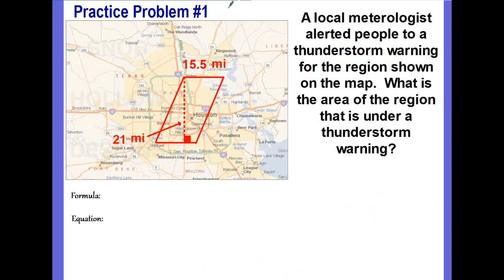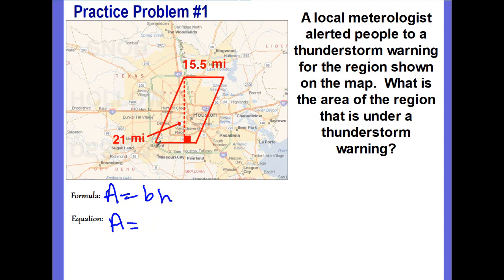Okay, I'm going to write practice problem 1. A local meteorologist alerted people to a thunderstorm warning for the region shown on the map. What is the area of the region that is under a thunderstorm warning? Looking at the shape, we know it's a parallelogram. We're looking for the area, so let's write the formula: area, capital A, equals base times height. Now we write our equation by substituting in what we know. The area is unknown, so the capital A stays the same.